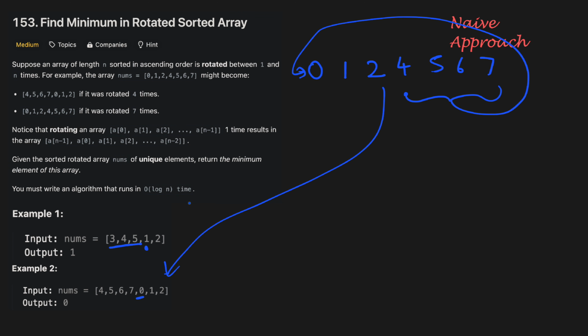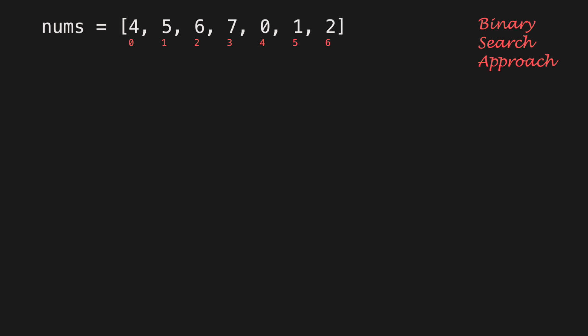And of course, the naive way to solve this problem is to traverse through the array linearly, comparing each element with the current minimum and updating the minimum whenever we find a smaller value. However, the time complexity of this approach is O of n, but we must write an algorithm that runs in O of log n time. And this kind of hints that we should use binary search because binary search efficiently reduces the search space logarithmically, making it ideal for this time complexity.